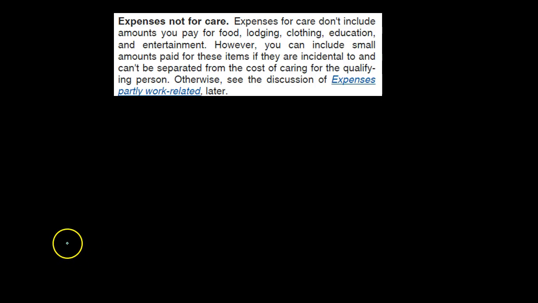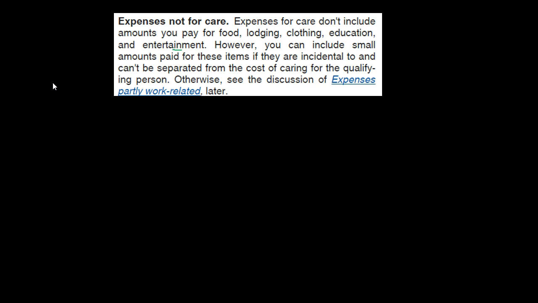Expenses not for care. Expenses for care don't include amounts you pay for food, lodging, clothing, education, and entertainment. So specifically excluded, according to this publication. However, you can include small amounts paid for these items if they are incidental to, and can't be separated from, the cost of caring for a qualifying person. So if they're part of kind of the package deal, then they might be included.